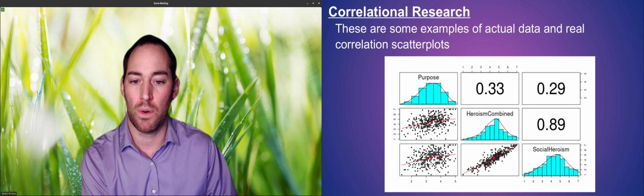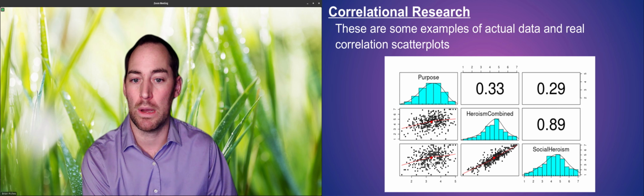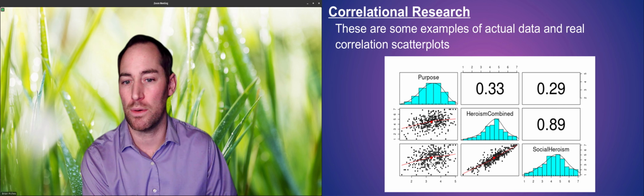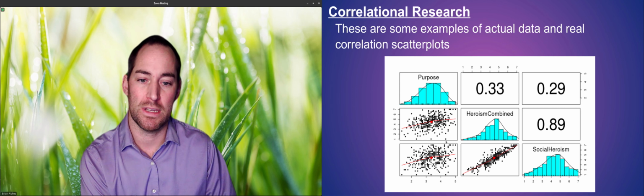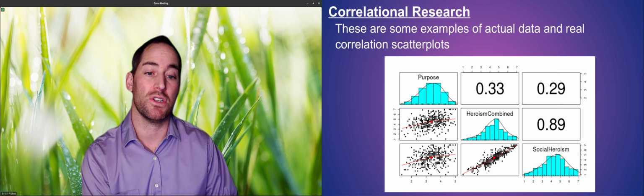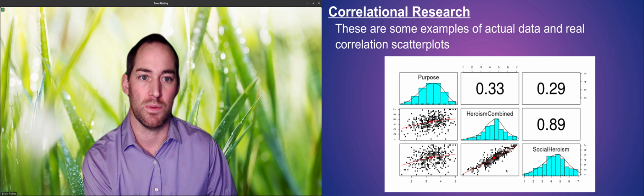This person scored a 2 on heroism, so pretty unlikely to do something heroic, and they scored about the same, about a 2.5 on purpose. So this person scored about a 7 on both. This person here scored about a 1 on both heroism and purpose in life, versus this person scored very low, a 1 on heroism, but they scored about a 6 on purpose. So you can see the pattern of results here clearly gives us a little bit of a relationship, but not nearly as strong as this one.